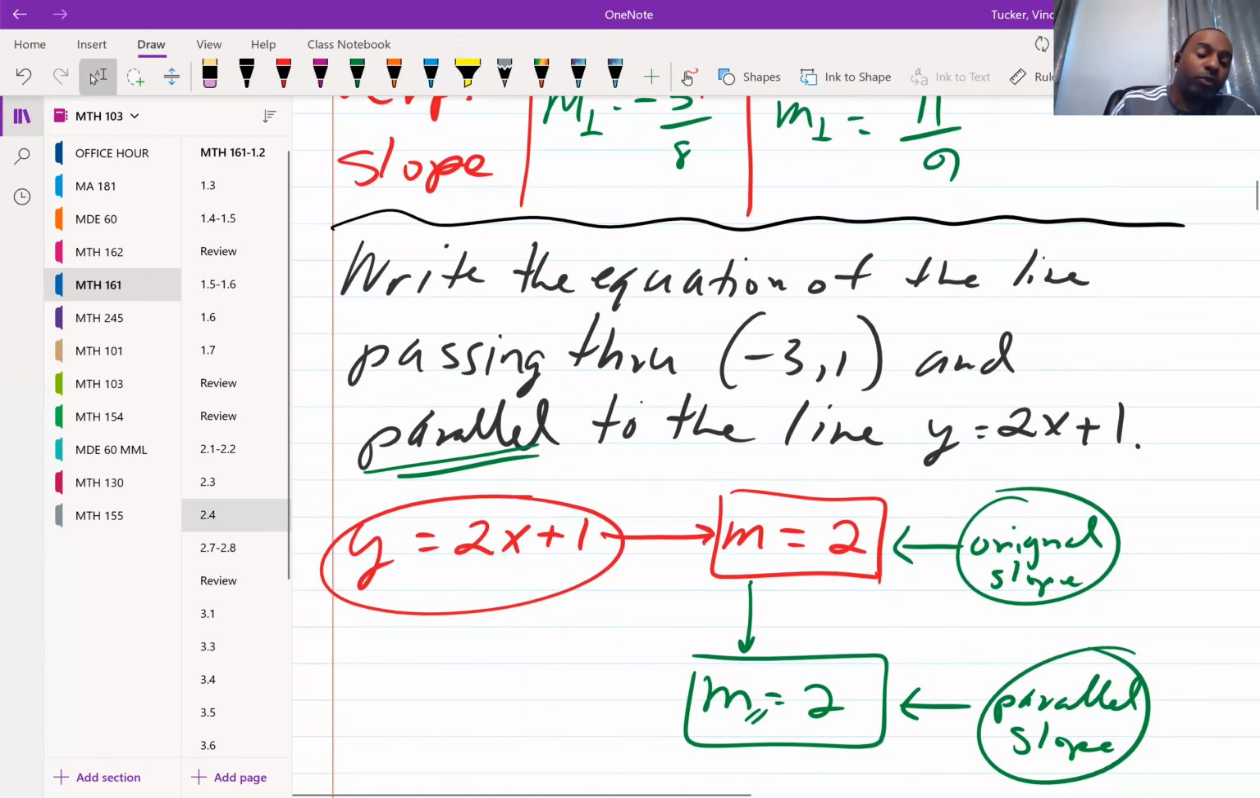But if we're trying to get a line that's parallel to it, then we're going to use the same slope. Remember, the parallel lines have the same slope. So it just so happened that because that's 2, that means the slope that we will use is 2. All right, any problems with that?